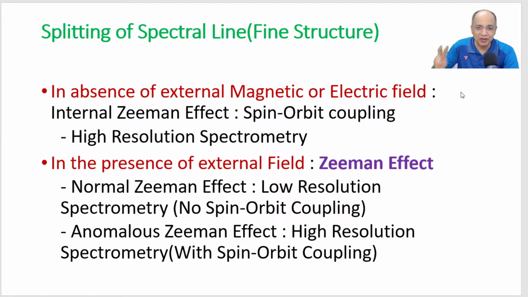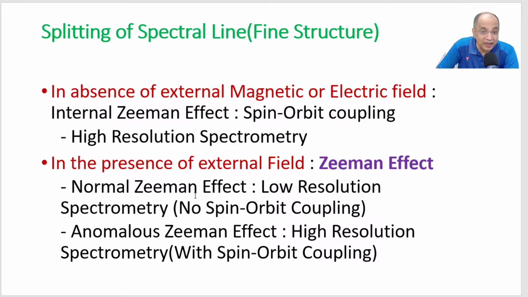Now, there are 2 types of splitting of spectral line. One, in the absence of external magnetic or electric field. That's very surprising to us. If you are a beginner, then you only know that splitting of spectral line can happen in presence of only external magnetic or electric field, Zeeman and Stark. But no, even without Zeeman or Stark effect, you can get the splitting of lines.